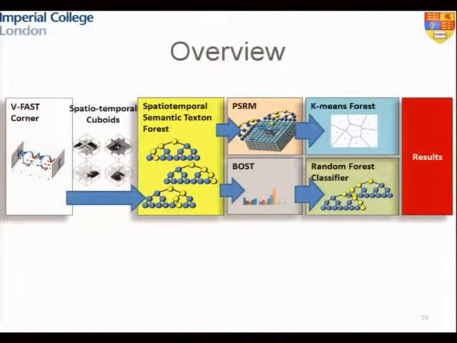So here's a quick overview. We detect interest points, and then we extract spatiotemporal cuboids around each, and then we quantize them using the random forest codebook, and then we capture some structure information by a technique powered by the random forest codebook, and then finally perform, again, tree structure classification. So all of this could be done in a very fast manner.